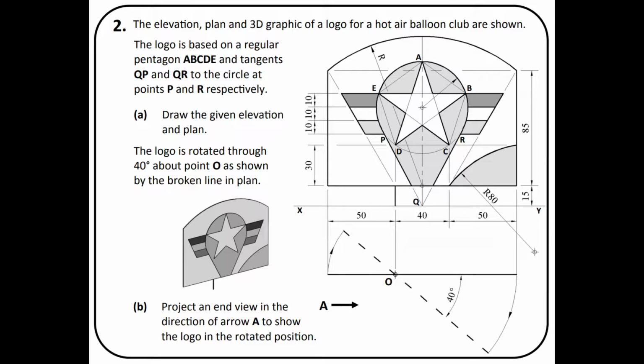Then the next part of that will be the logo is rotated through 40 degrees about point O as shown by the broken line and plan. Part B, project an end view of in the direction of arrow A to show the logo in the rotated position. As our arrow A is looking in from the left hand side, we're going to need space on the right hand side when we're setting up our question.